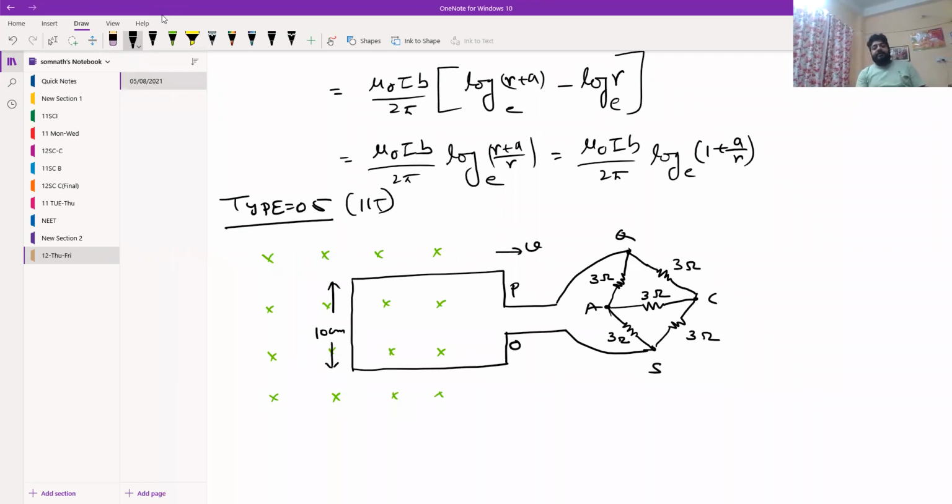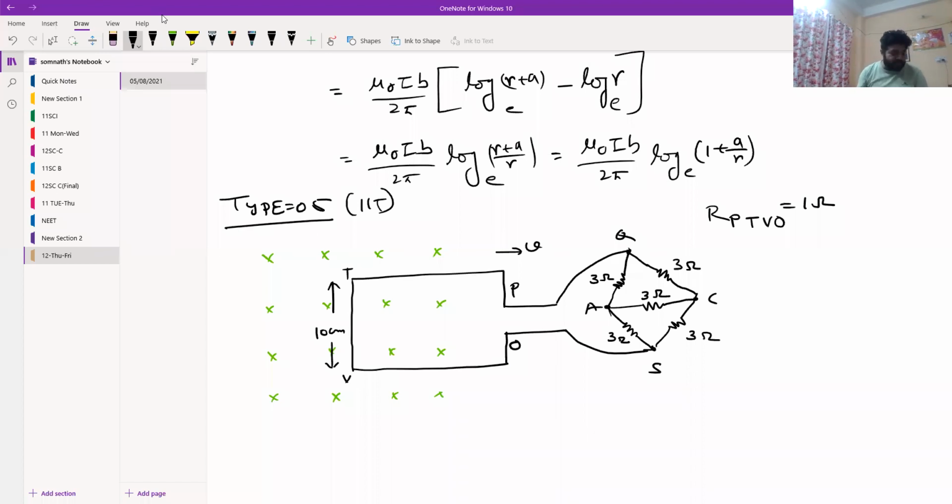Now see what is given. This rectangular wire, you can name it PQRS. Resistance of PTVO is given as 1 ohm. Resistance of PQ and OS is that of a good conductor, which means negligible resistance.